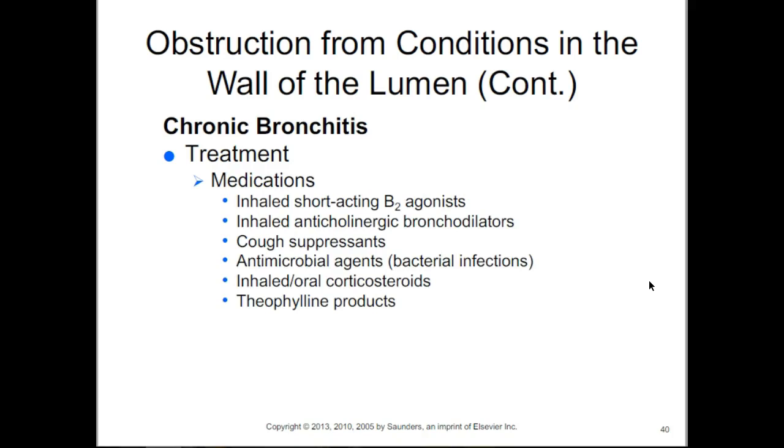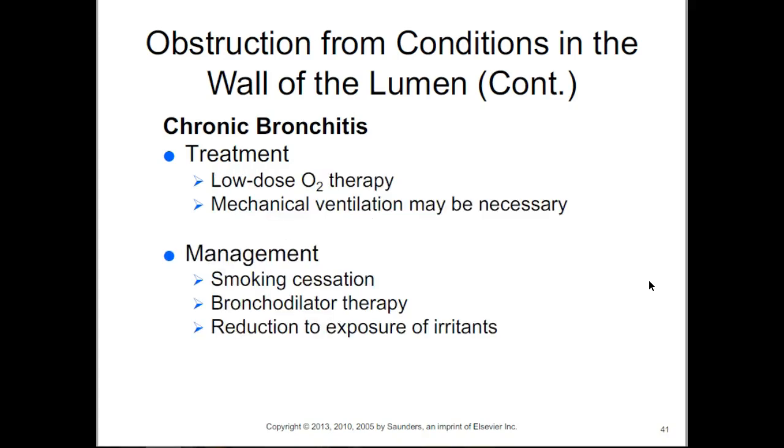Right? So beta 2 agonists, again, like albuterol and Ventolin. You might also see anticholinergic bronchodilators, cough suppressants to reduce that, and then antimicrobial agents if necessary to treat the bacterial infections, corticosteroids like prednisone, and theophylline products. All of those to treat that chronic bronchitis. It may need oxygen therapy and mechanical ventilation, right?